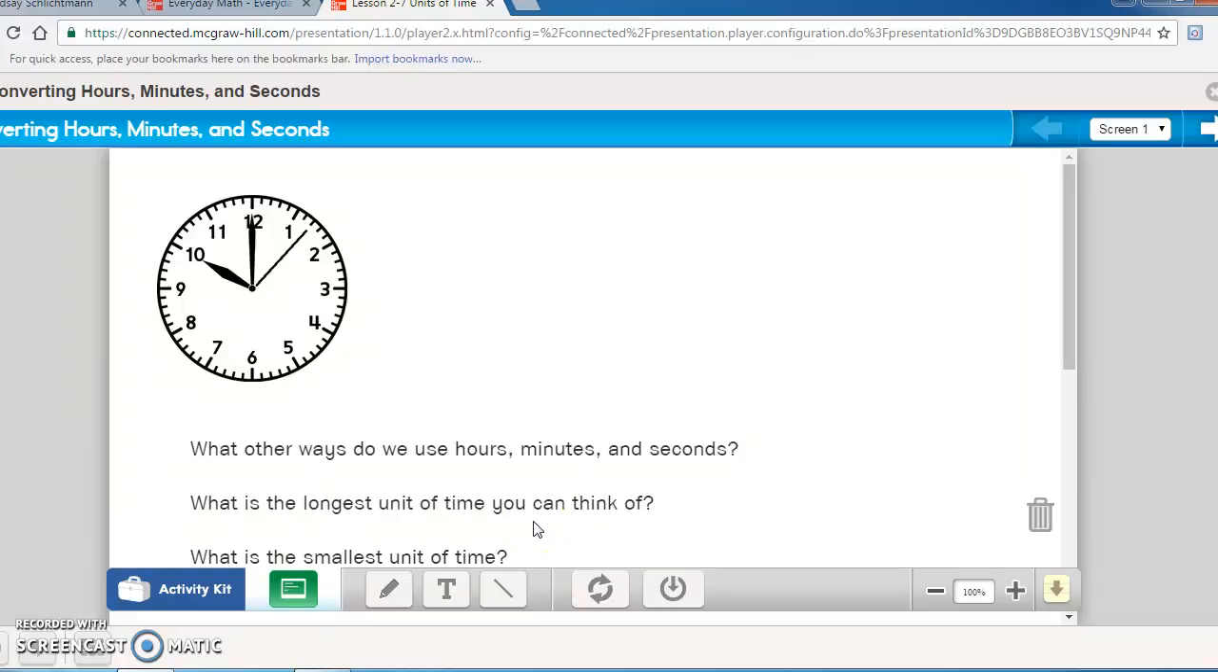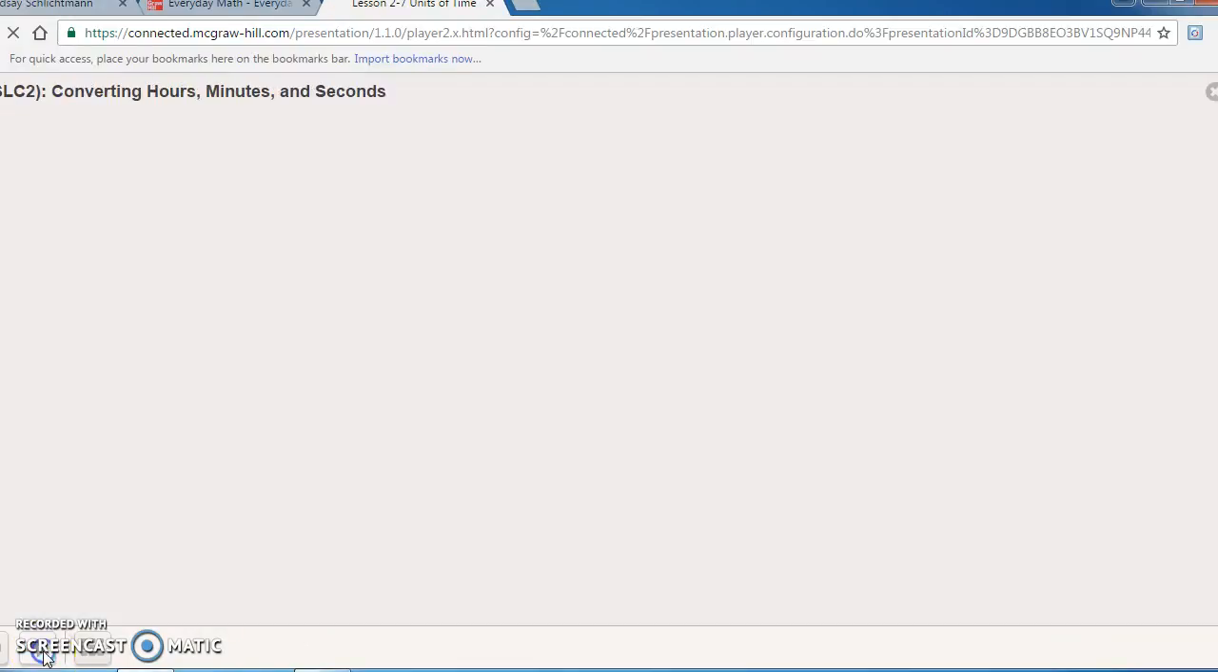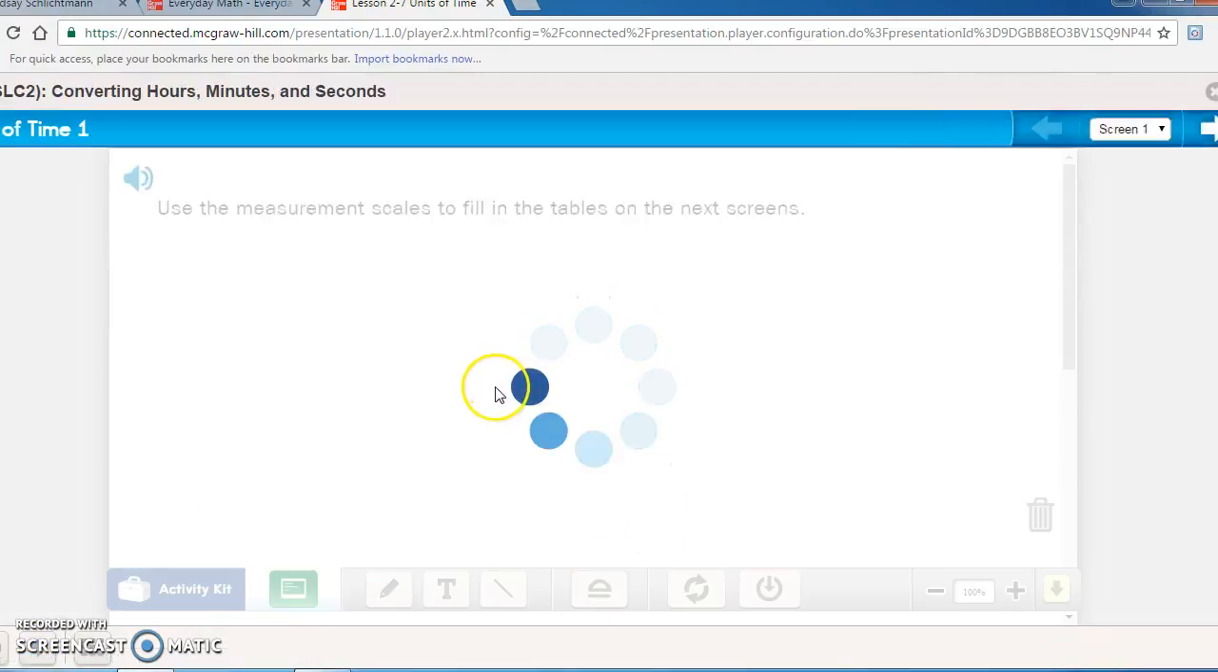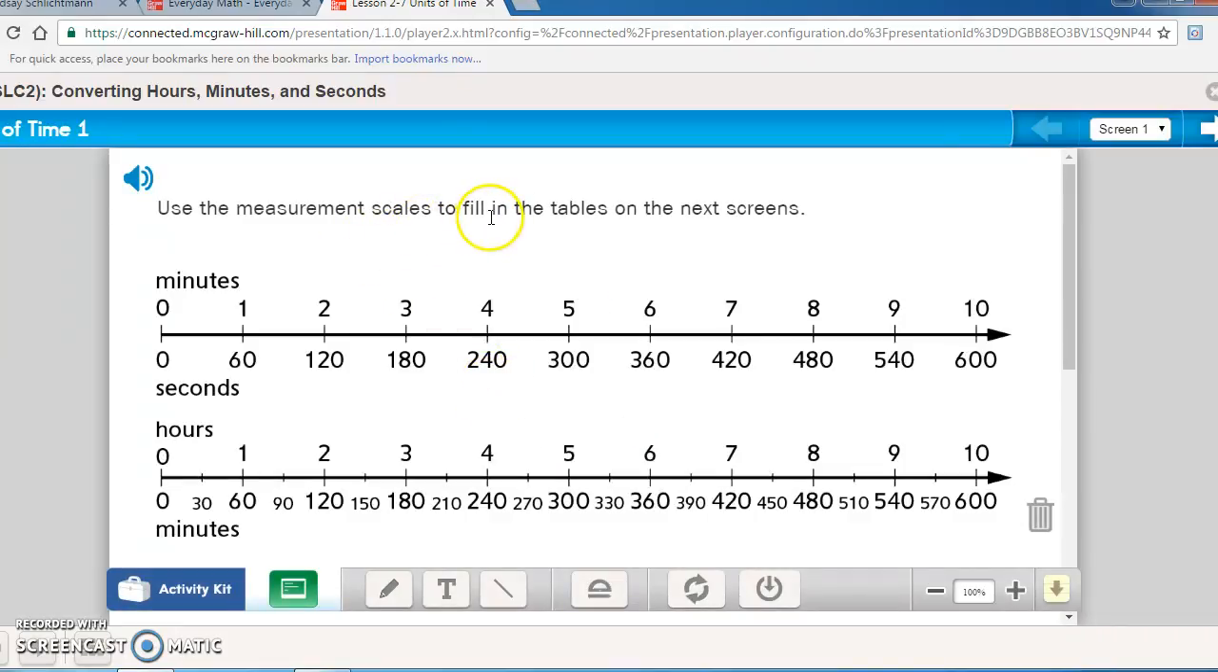Usually it's an hour, but it could be a day, which is 24 hours. And what's the smallest unit of time? Yes, that's the seconds. So use the measuring scale to fill in the tables on the next screen.